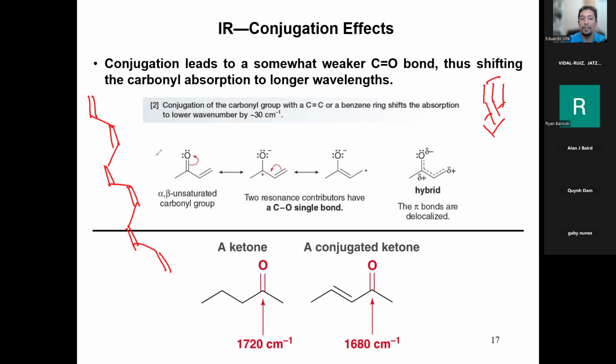And that double bond could also be a carbonyl, right? So you could have, for example, carbonyl, single bond, double bond, single bond, double bond, single bond, carbonyl, single bond, double bond, etc. As long as you have an alternating system of single and double bonds, it is called a conjugated system.